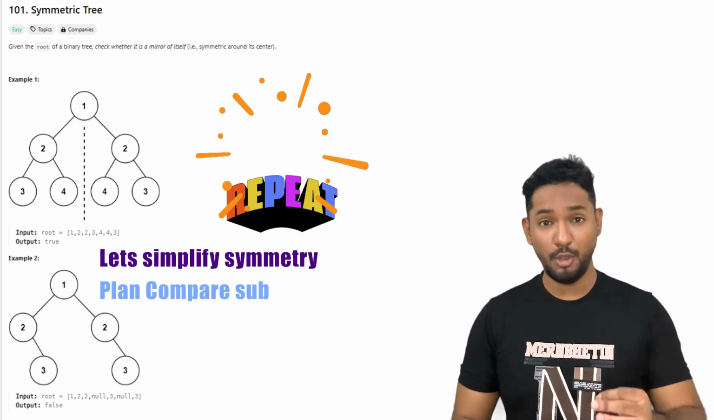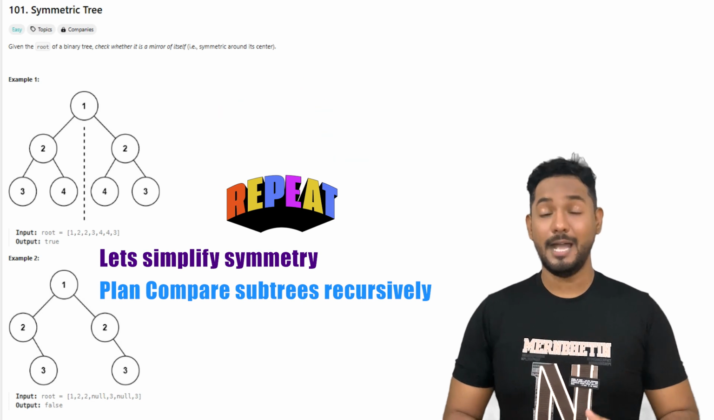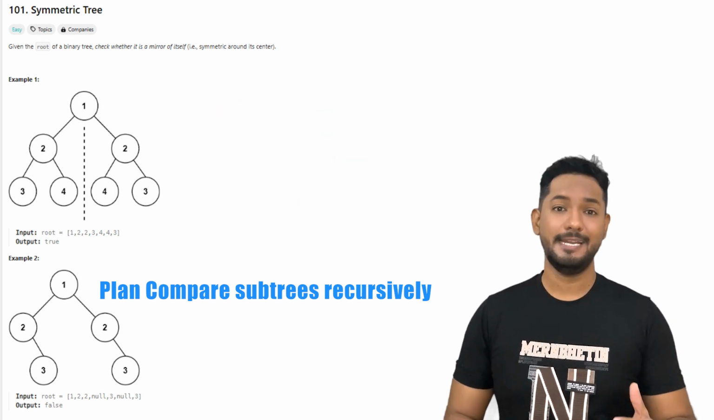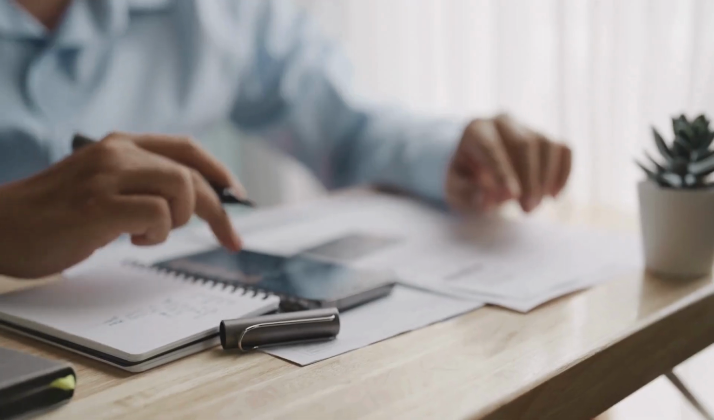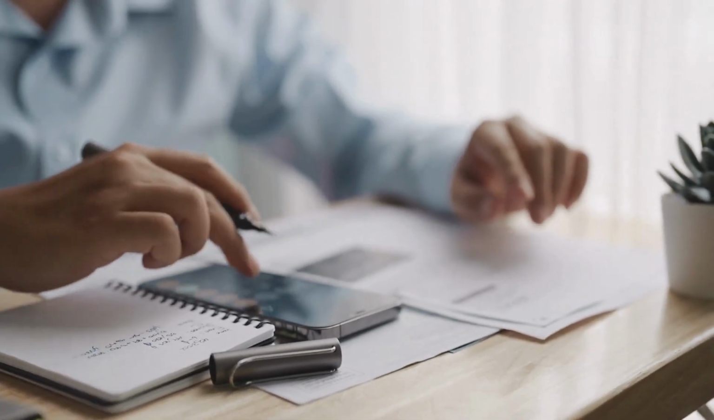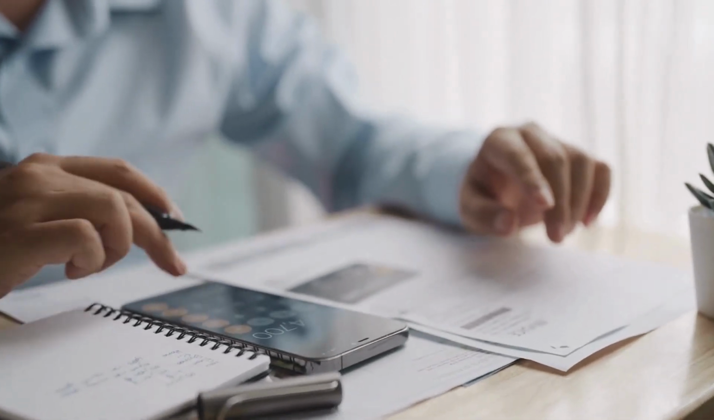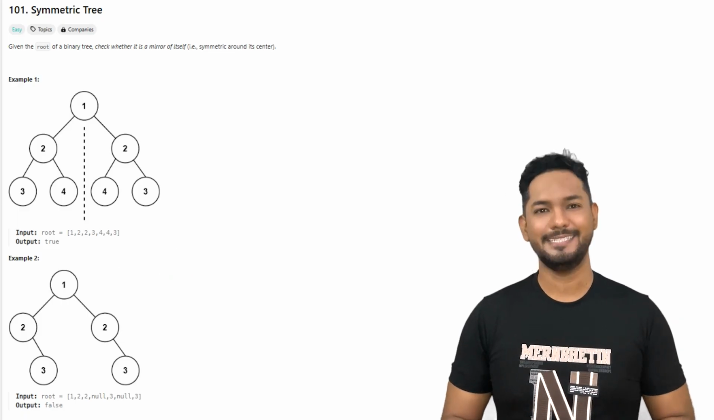Here's the plan. We'll solve this with a recursive approach. The idea is to compare two subtrees at a time and check if they are mirror images of each other. Let's jump into the code and write this step by step. I'll explain every line, so don't worry. If you're new to recursion, it will all make sense.